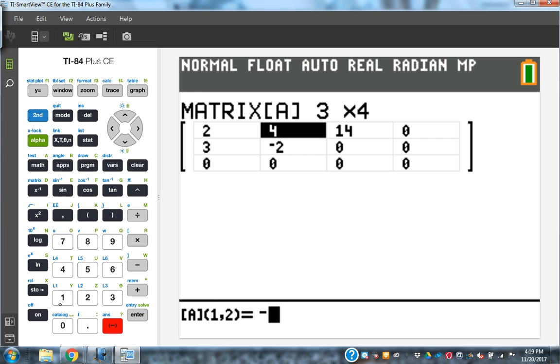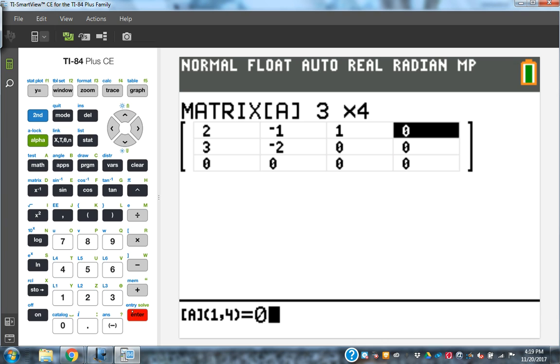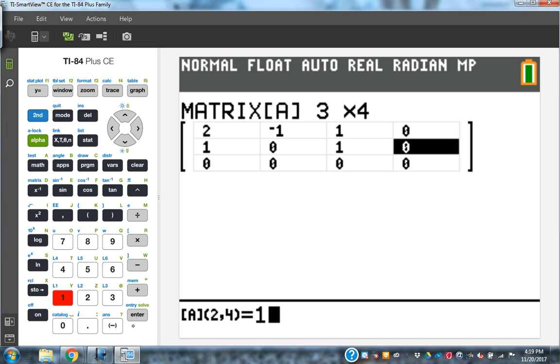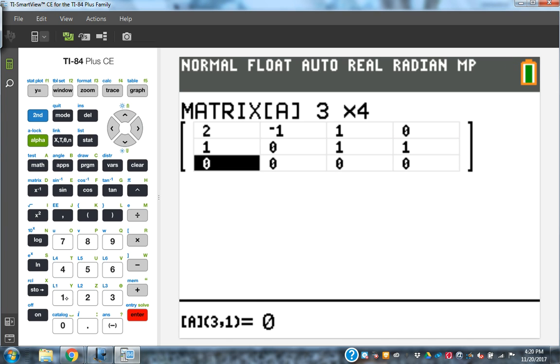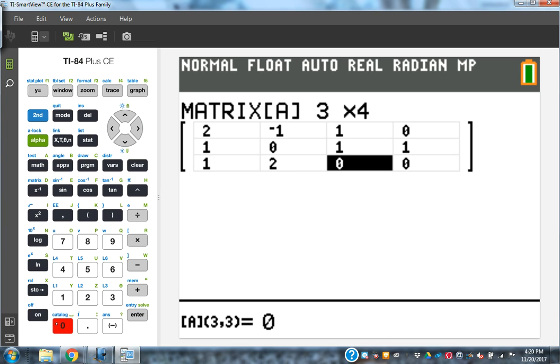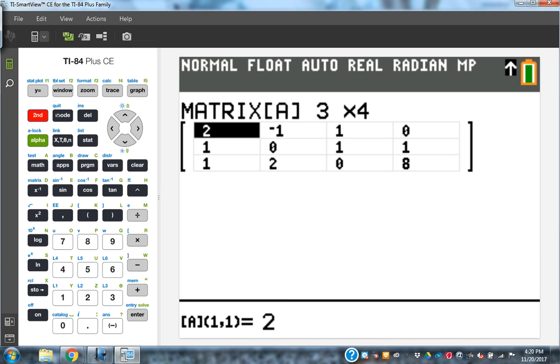2, -1, 1, 0, 1, 0, 1, 1, 1, 2, 0, 8. Check. Go back through and check to make sure. 2, 1, 1, -1, 0, 2, 1, 1, 0, 0, 1, 8. Okay, so everything's right.